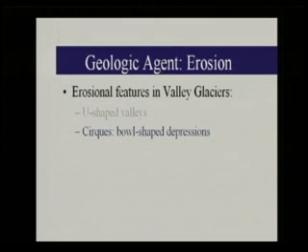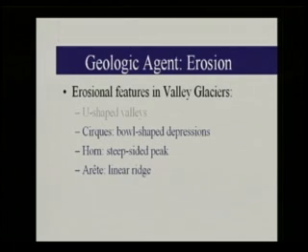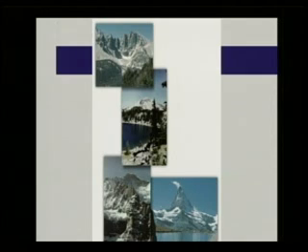Cirques are bowl-shaped depressions. Horns are steep-sided peaks, and arêtes are linear knife-edge ridges. So in these photographs, you can check out the cirque in the top photo. This is on Mount Wheeler. There it is. That's a cirque.